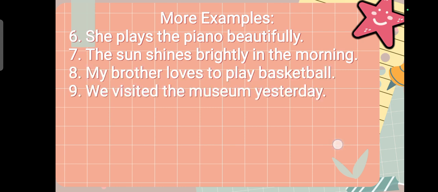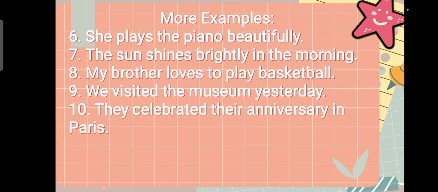Seven, the sun shines brightly in the morning. Eight, my brother loves to play basketball. Nine, we visited the museum yesterday. And number 10, they celebrated their anniversary in Paris. So, all of these examples are simple sentences. Okay, so you have learned already what is a simple sentence. Okay, let's move now to the second type of sentence structure.